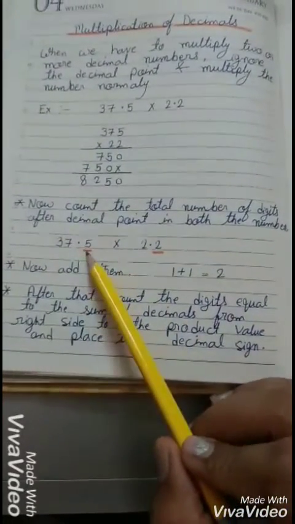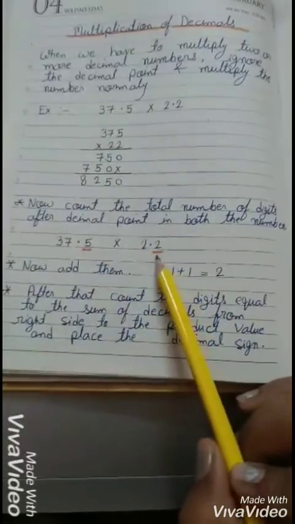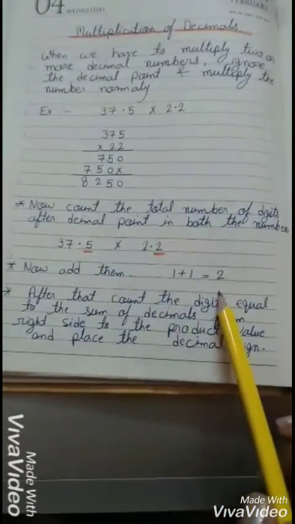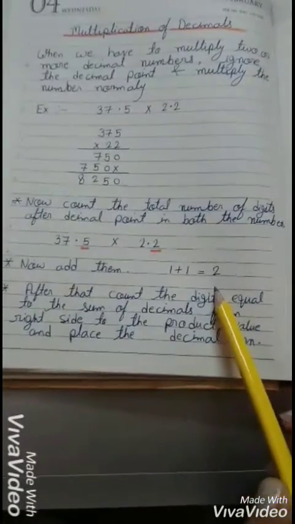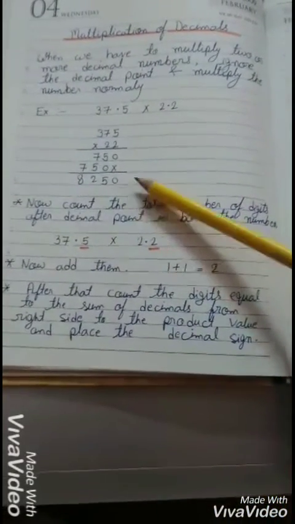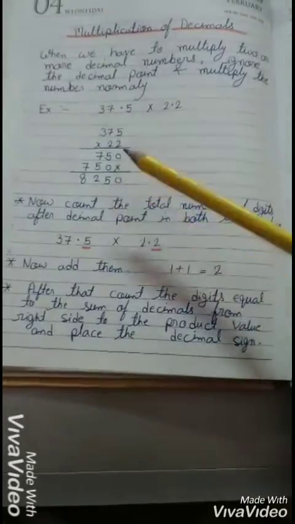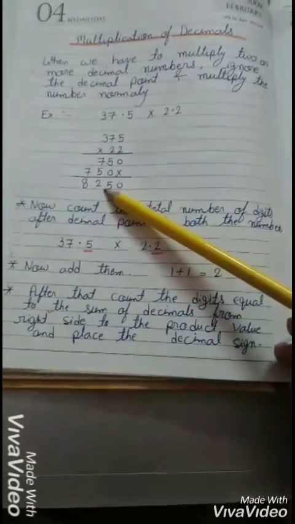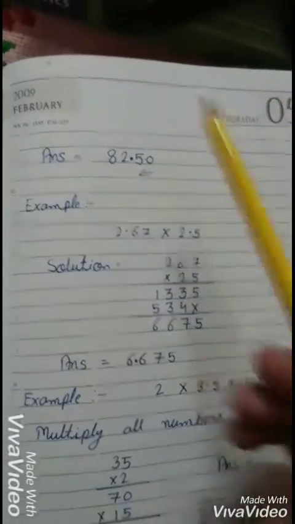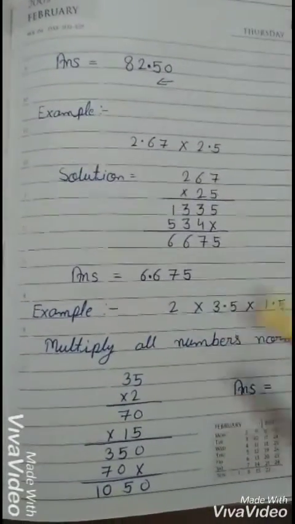In the first number we have one digit, 5, and in the second number we have one digit, 2. That means in total we have 1 plus 1, 2 digits. So now we have to count two places from the right side and put the decimal sign there. So we get the answer 82.50.